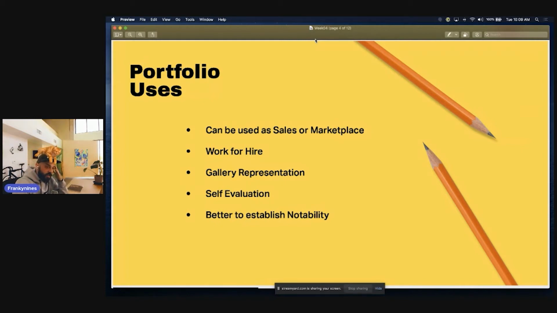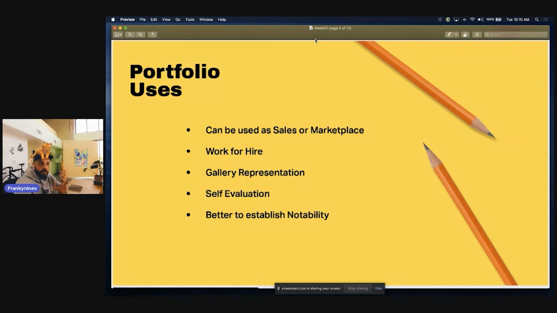If you guys saw the NFT hack website that I did a couple weeks ago for the hackathon with ETH Global last week, that is another portfolio project. They hired me to do two websites for ETH Global, and they did that based off of my showcase of work, based off of my credibility and my notability in the industry. And from that, I was able to build up some more credibility even. And then the third thing is gallery representation.